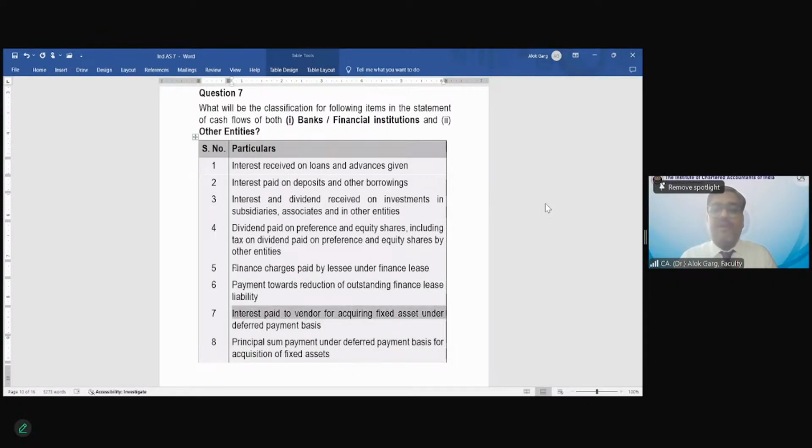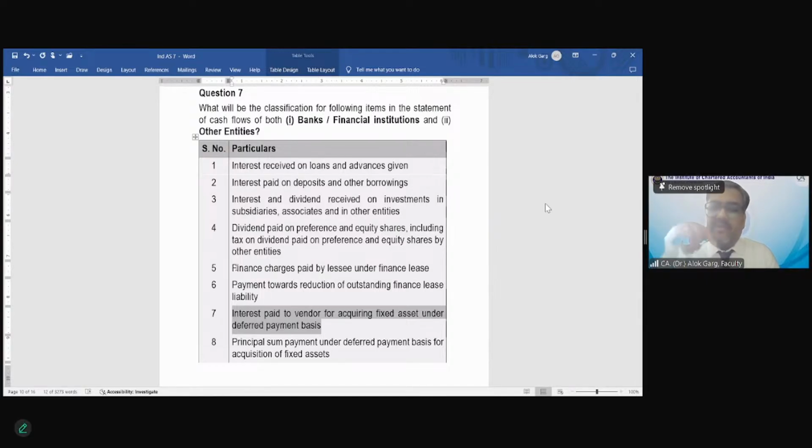Interest paid to a vendor for acquiring a fixed asset on a deferred payment basis. Investing activities? Let me explain. You want to purchase a flat. You don't have money. You took a loan for purchasing the flat. So you have to pay interest on that loan.